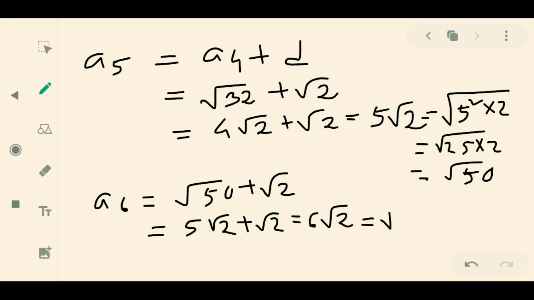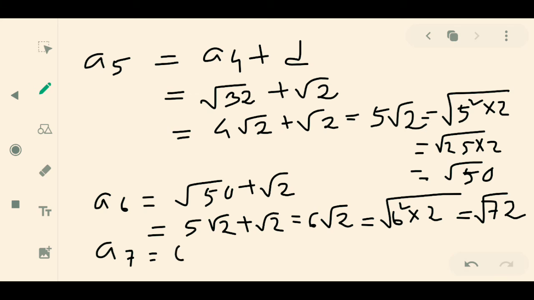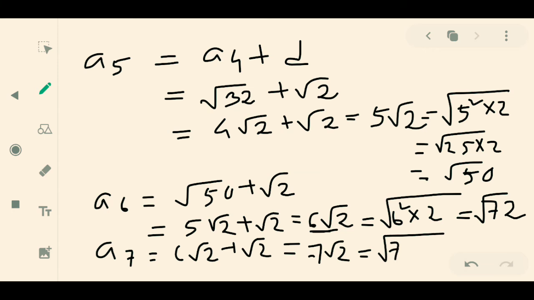Now the 6 you have to take inside the square root. When you take it inside, it will become square. 6 square into 2 will be there. 6 square means 36, and 36 into 2 means 72. And A7 will be what? 6 root 2 plus root 2, which is 7 root 2. And when you take the 7 inside the square root, it will be 7 square, so 49 into 2, root 98. So these are the 3 more terms.